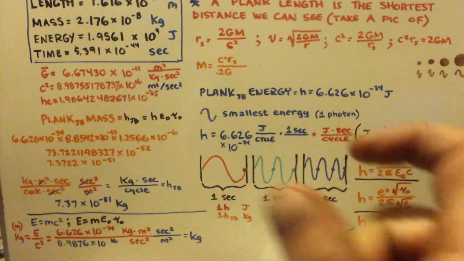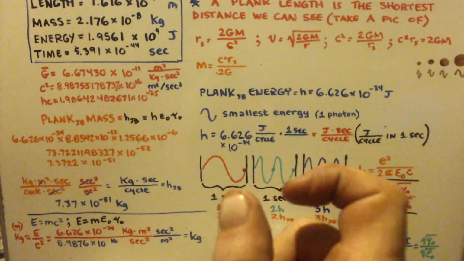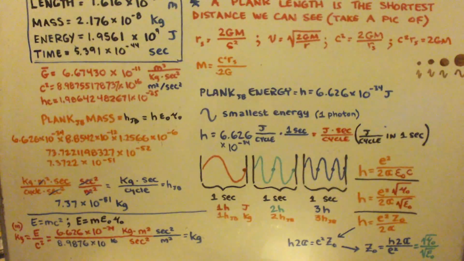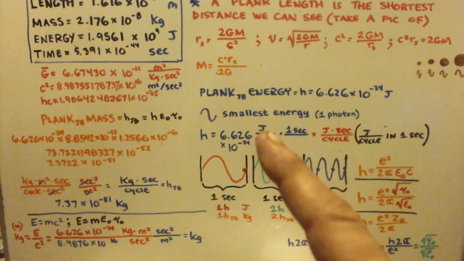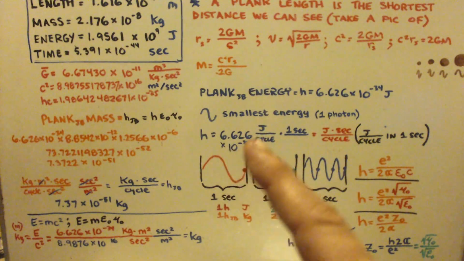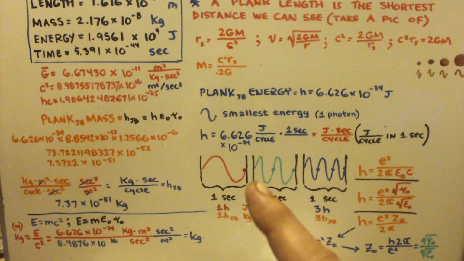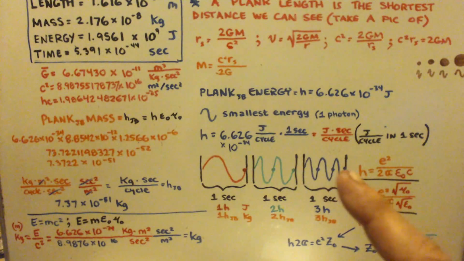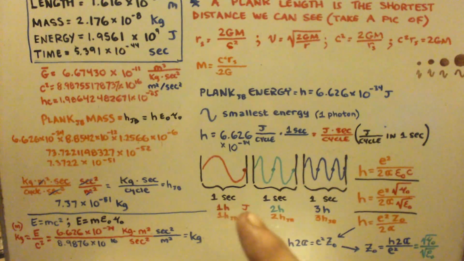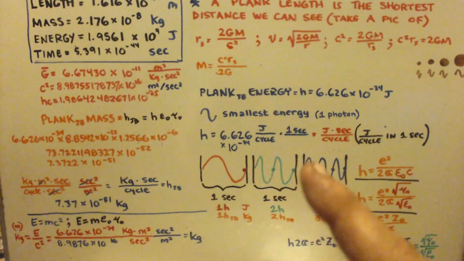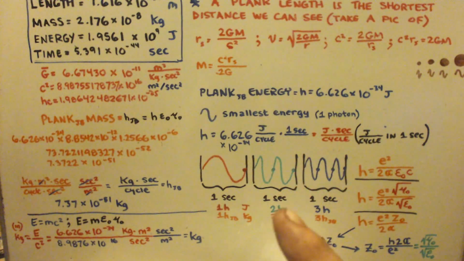What did you do? You took a 1 second, right? 1 second, 1 second, and every cycle you got this number amount of joules for every cycle, right? Every one of these cycles here, all these cycles. So you got 1h joules here because you got one cycle. Here you got 2 cycles in the second. That's 2h joules. Here you got 3 cycles, so that's 3h joules.